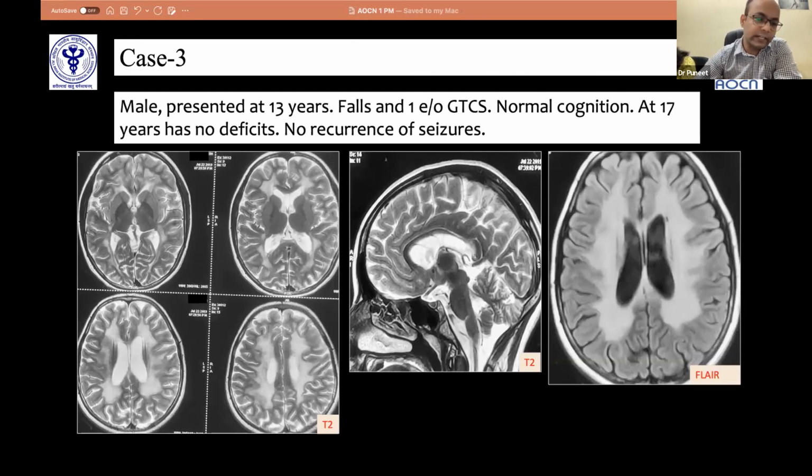And so we see the T2 axial sequences. We find a symmetrical anterior as well as posterior white matter involvement, which is predominantly involving the deep white matter. The basal ganglia and the thalami appear to be normal.